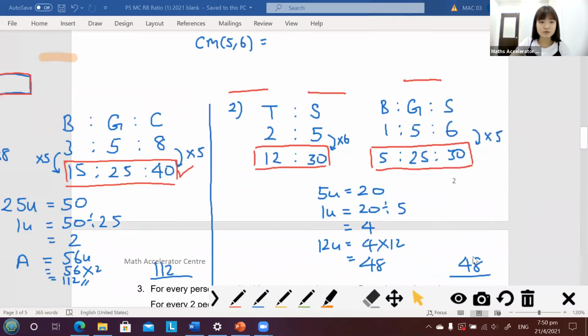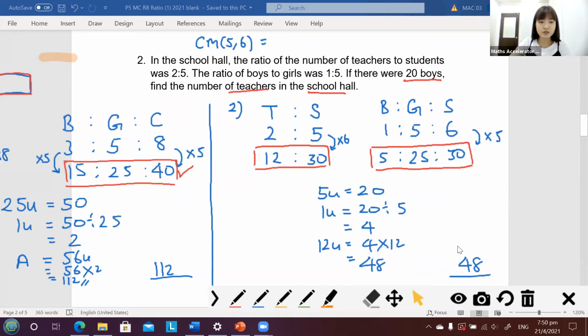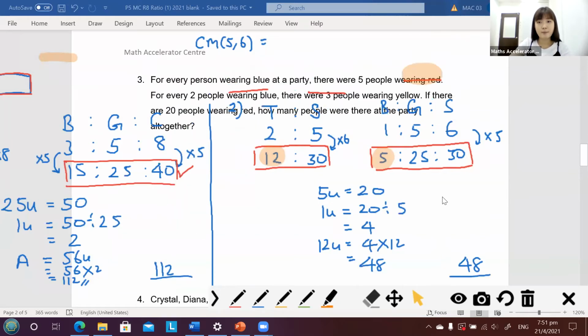Oh, got a question. Why is 5 units 20? Because the question tells you that there are 20 boys. And in the ratio, the boys, you have 5 units here. So this 5 must represent the 20 boys. You must use this ratio, 5 and 20. Then you can look for 1 unit, then look for the teachers, which is 12 here. You just need to make the connection between the value given in the question and the units in the ratio. Okay? We go to question 3.